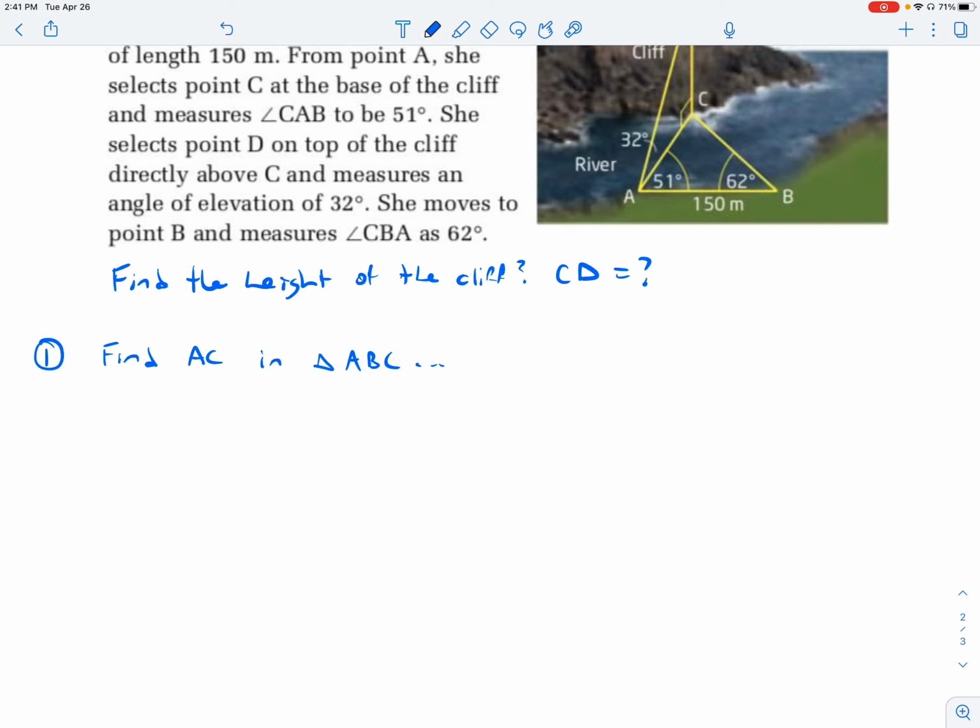Okay, so we'll say here, I'll call this step 1, and I'll say find angle C. So angle C is going to be equal to, actually, to be a little more specific, we'll say angle ACB. That way we know we're working with this triangle. Angle ACB is going to equal 180 minus the other two, so minus 51 minus 62. And that works out to 67 degrees. So that's my angle C at the base here.